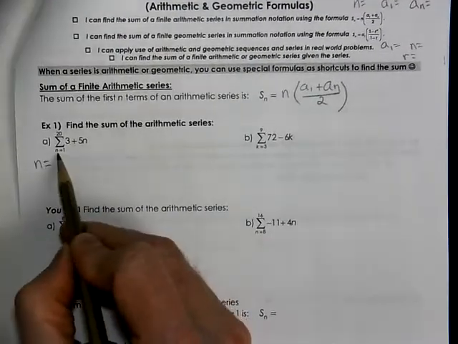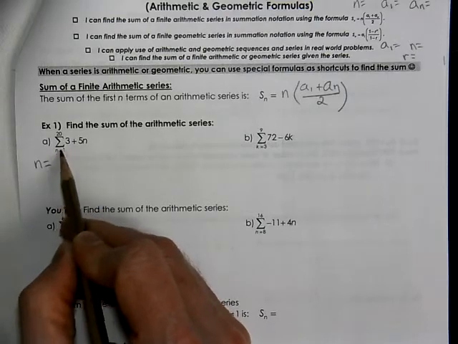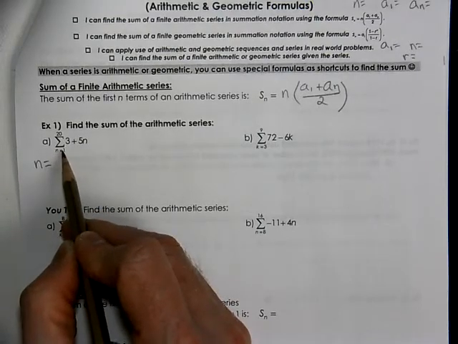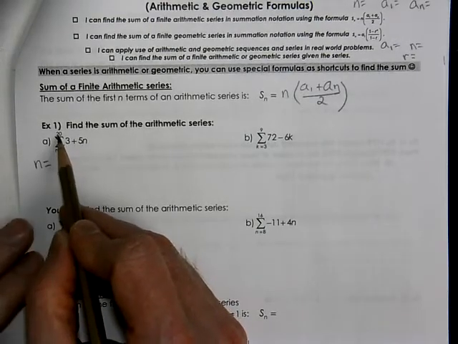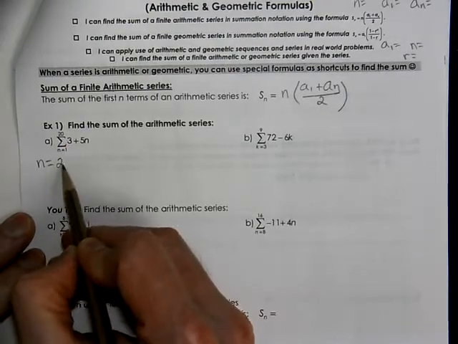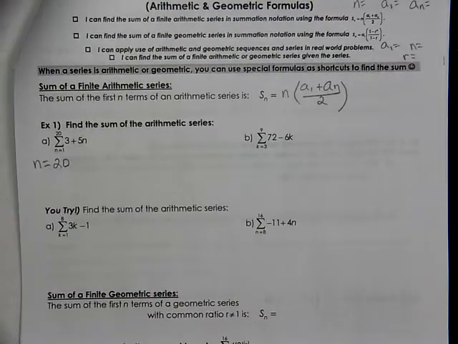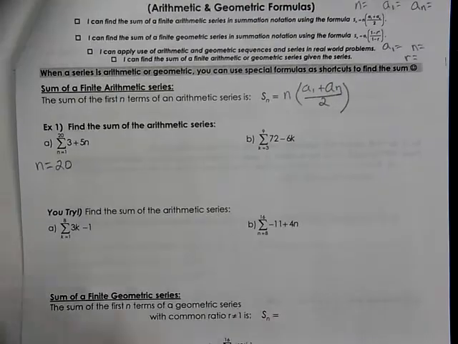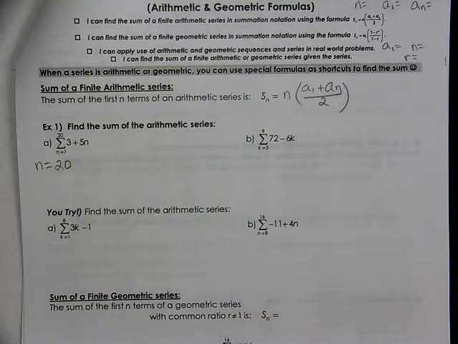And as long as we know that we're starting with 1 in our summation notation, if we start with 1 down here, then the number of terms is always written at the top. There are 20 terms. You plug in a 1 to get the first term, you plug in a 2 and a 3, and all the way up to 20 to get the last term.